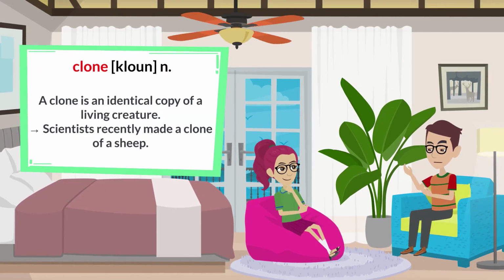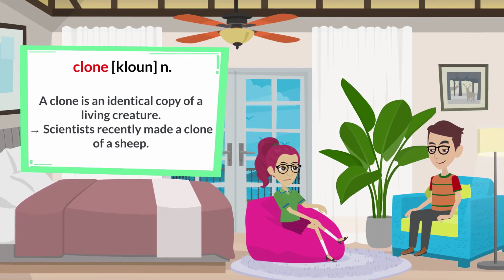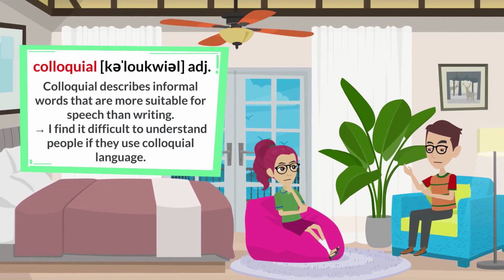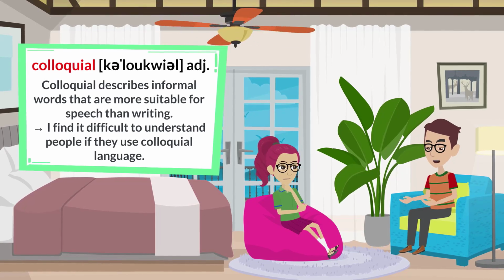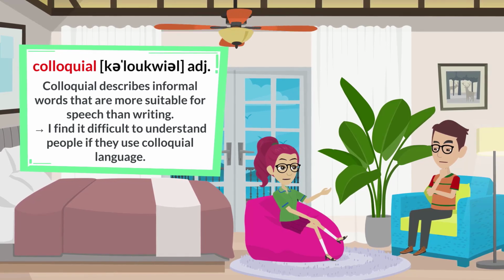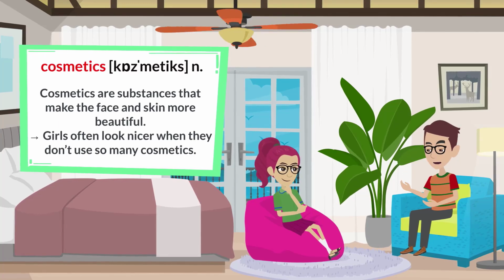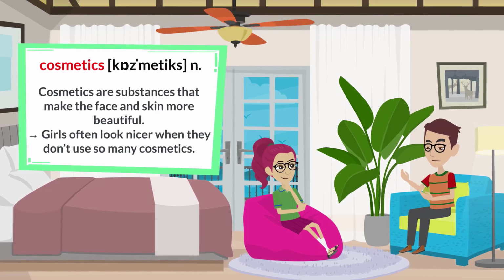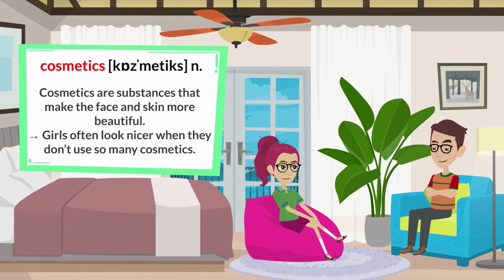Clone. A clone is an identical copy of a living creature. Scientists recently made a clone of a sheep. Colloquial. Colloquial describes informal words that are more suitable for speech than writing. I find it difficult to understand people if they use colloquial language. Cosmetics. Cosmetics are substances that make the face and skin more beautiful. Girls often look nicer when they don't use so many cosmetics.